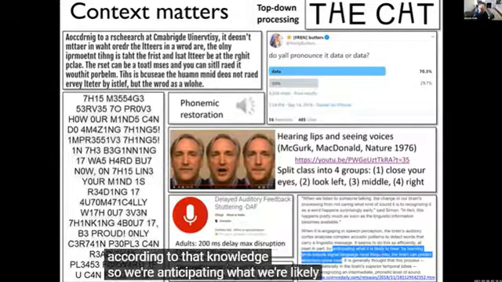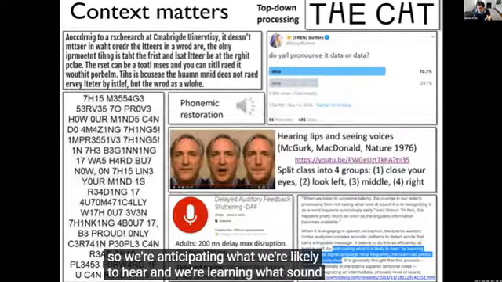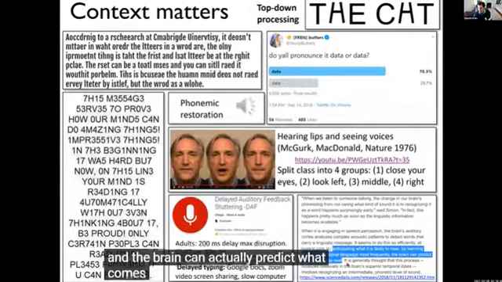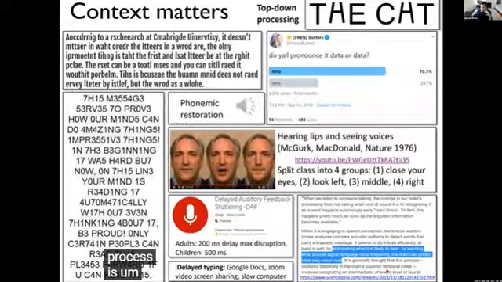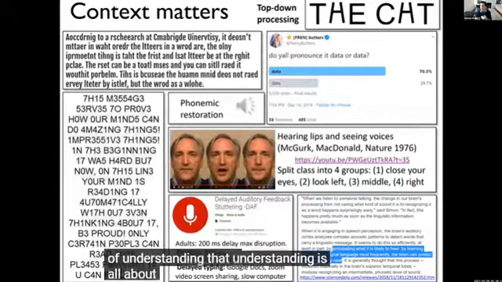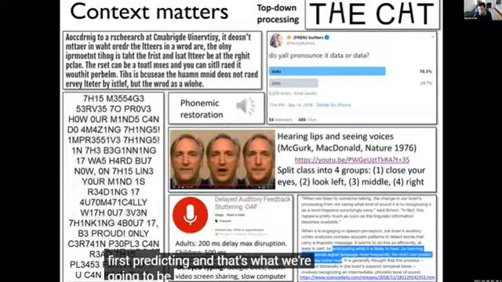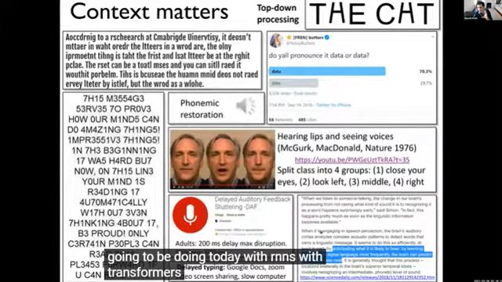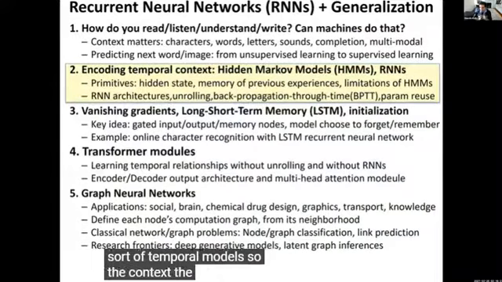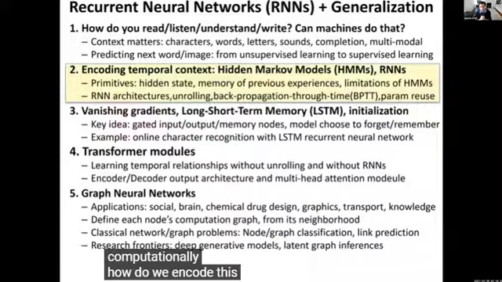So we're anticipating what we're likely to hear, and we're learning what sound signal the language is more frequently uttering, and the brain can actually predict what comes next. And it is thought that this process is, in fact, at the root of understanding, that understanding is all about first predicting. And that's what we're going to be doing today with RNNs, with transformers, and with these sort of temporal models.